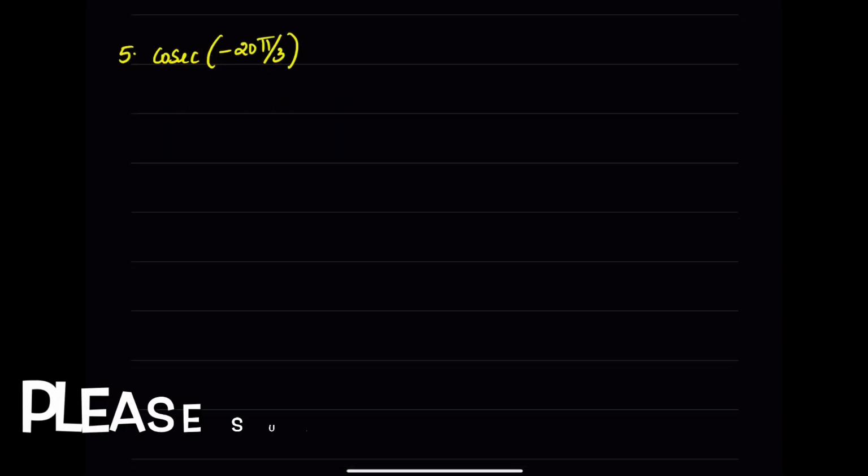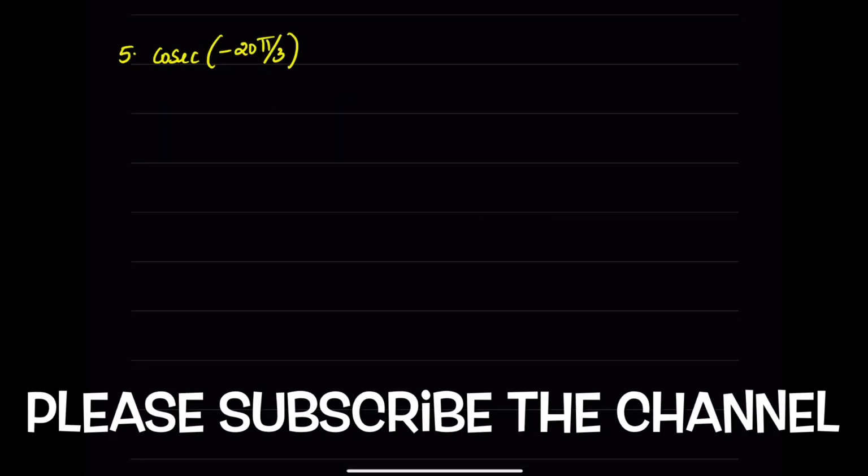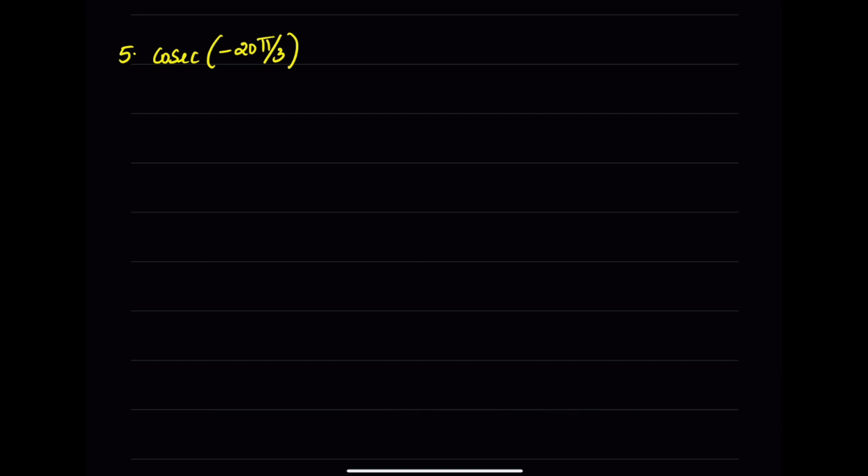Let's try to find the value of cosecant of minus 20 pi by 3. Let's solve the negative value first. We know that sine of minus x is minus sine x. So similarly, cosecant of minus x is minus cosecant of x. So this will be minus cosecant of 20 pi by 3.